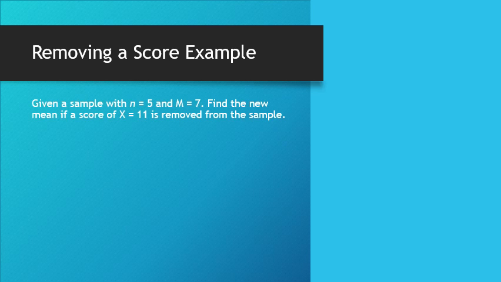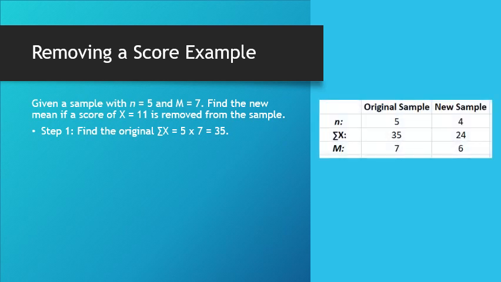So this time we have a sample with n equals 5 and a mean of 7, and we're going to remove a score of 11 from the sample. So the original summation of x here would be 5 times 7, which is 35. And I want you to fill out your table as you go along. So you would put in 5 and 7 and 35.